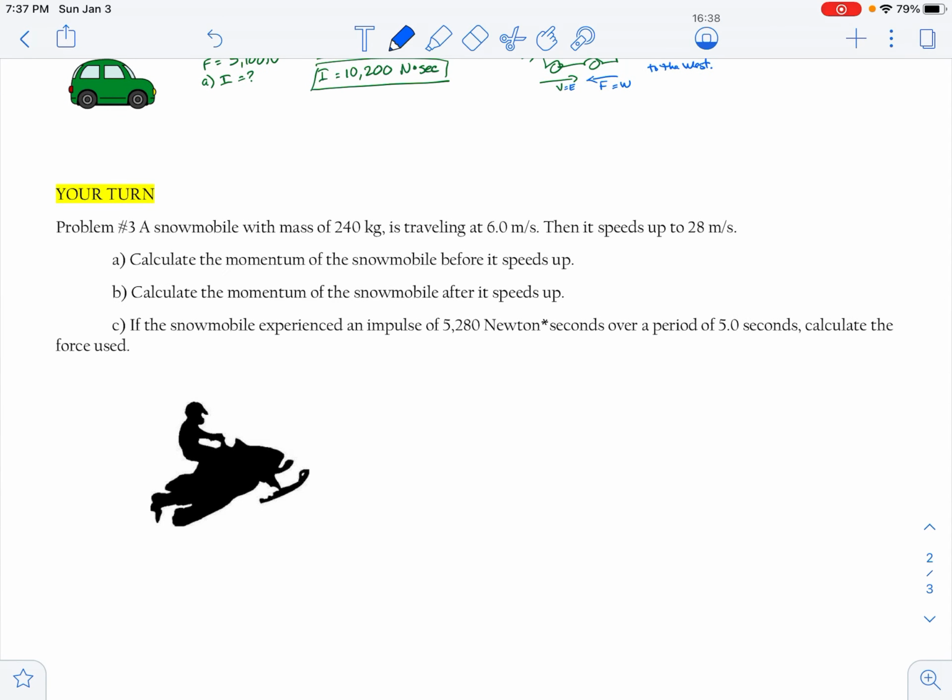So you have a problem to do down here. You are going to calculate the momentum of this snowmobile twice, and then you are going to calculate the amount of force used. So that's a little bit different than our example, but I have confidence that you can do it. Make sure that you write down any questions you have. We can talk about them in class next time, and I will see you next time.